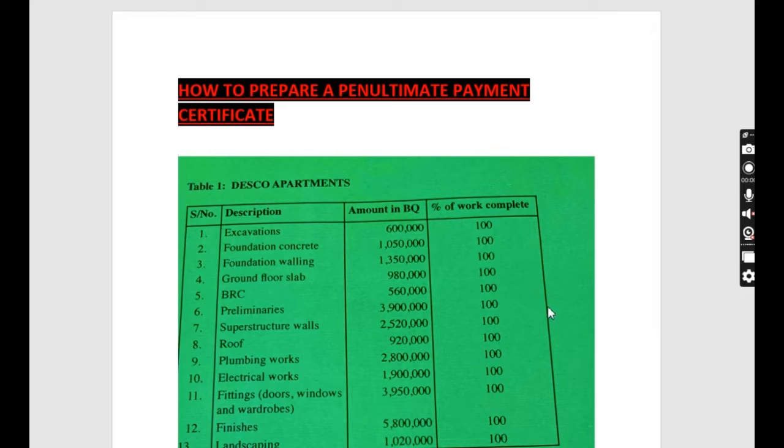Has your project gotten to the practical completion stage? If yes, then we need to prepare a penultimate certificate for us to be able to pay the contractor.